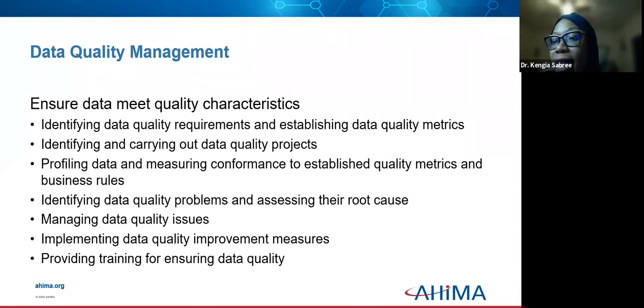So data quality management is characterized as a continuous process, setting standards, building quality into the processes to create, transform, and store data, and measuring data against standards. Typical functions of a data quality management program that requires data governance include ensuring that the data quality standards or characteristics are met. We do that by identifying data quality requirements and establishing data quality metrics, identifying and carrying out data quality projects, profiling data and measuring conformance to establish quality metrics and business rules, identifying data quality problems and assessing their root cause, managing data quality issues, implementing data quality improvement measures, and then providing training for ensuring data quality.